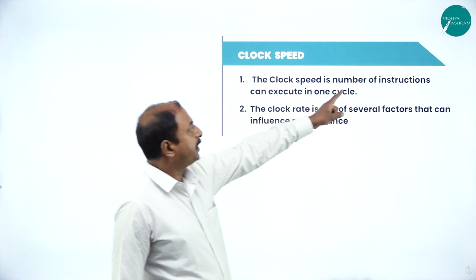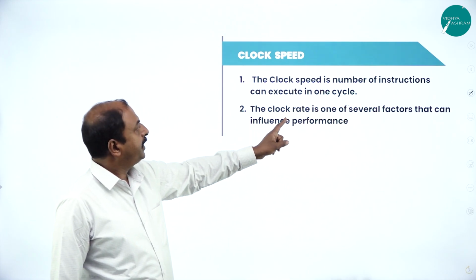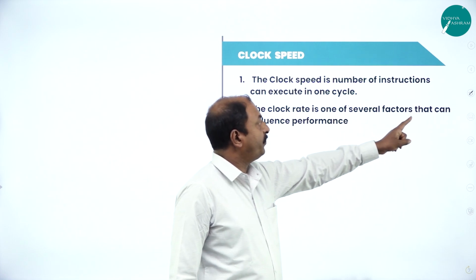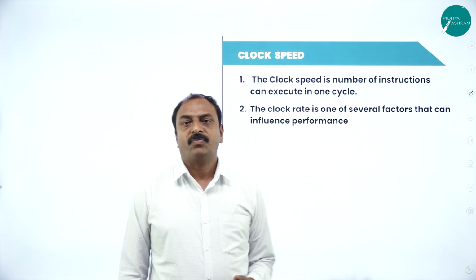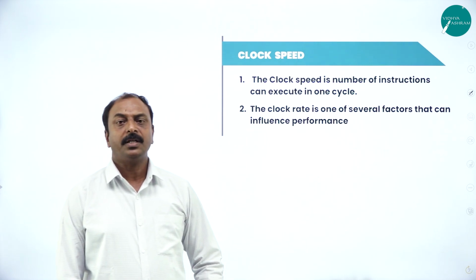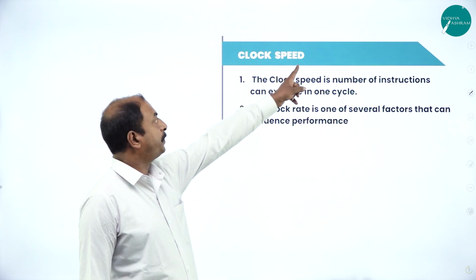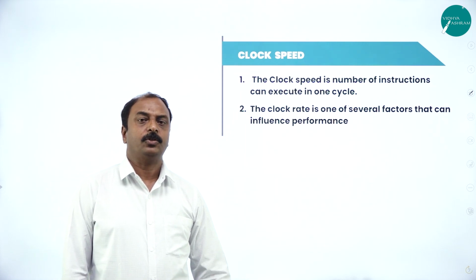Clock speed is the number of instructions that can be executed in one cycle, and the clock rate is one of several factors that can influence performance. I mean, the performance of the computer or the processor is measured with clock speed, another technical term for the performance of a microprocessor.